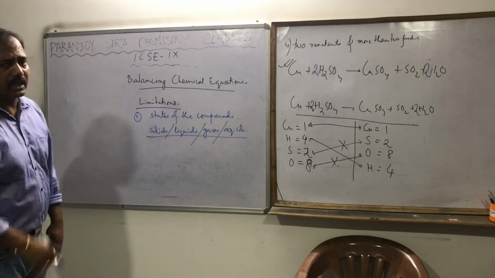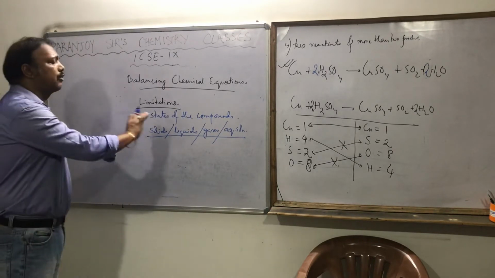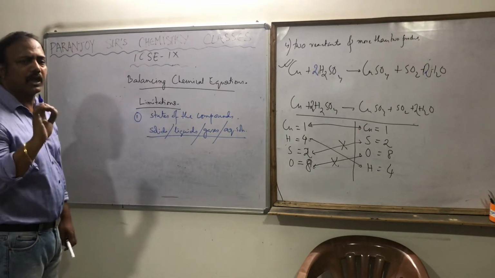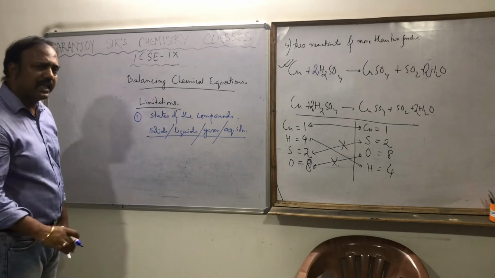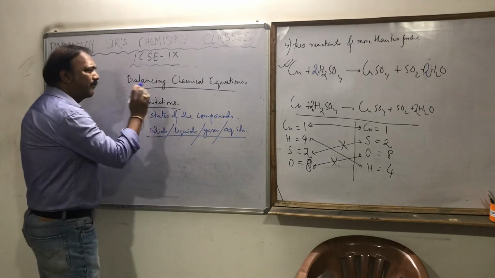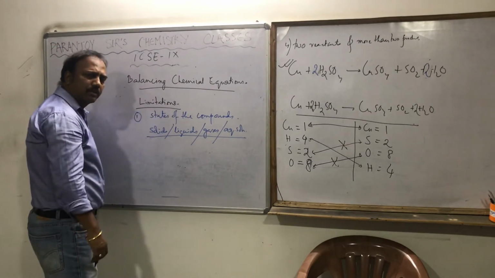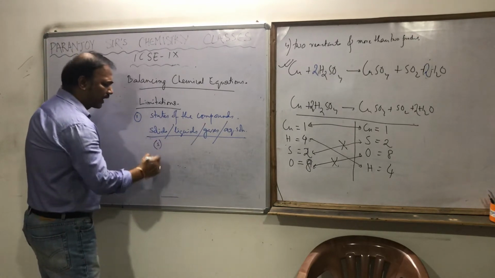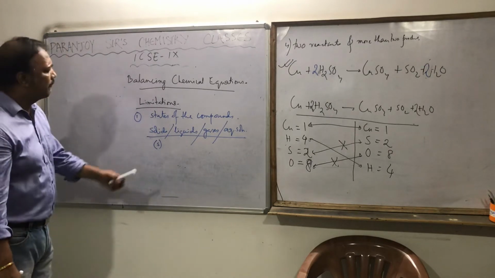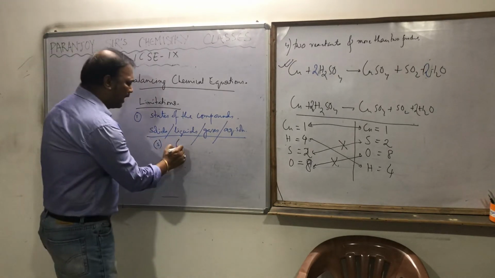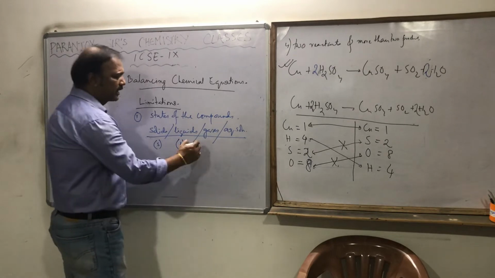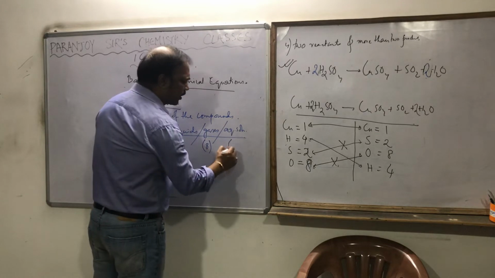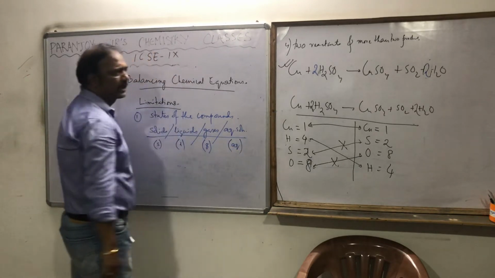But in a proper chemical equation, we must note down this. How to note this down? If any reactant or product is solid, after writing the symbol of that particular compound or molecule, we write S within brackets. If it is liquid, we write L within brackets. If it is gaseous, we write G within brackets. If it is an aqueous solution, we write AQ in brackets.